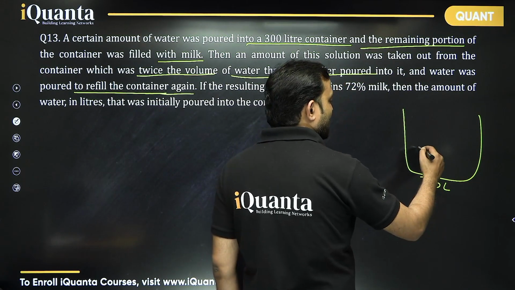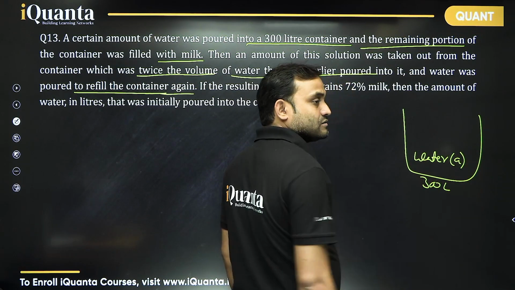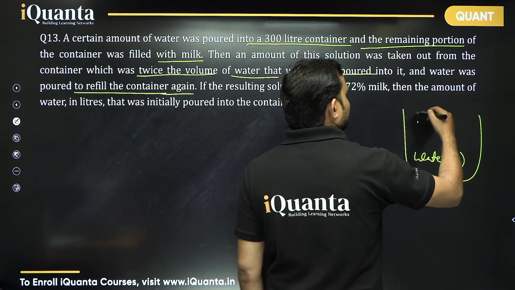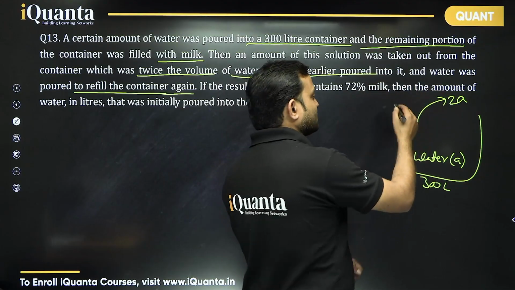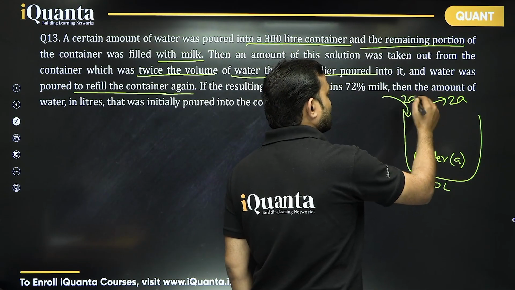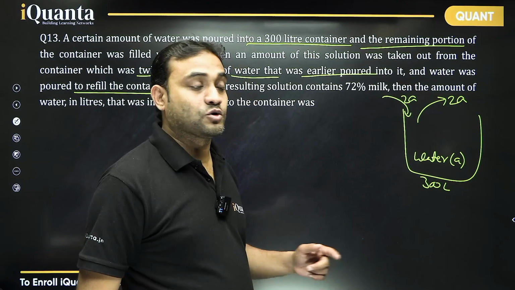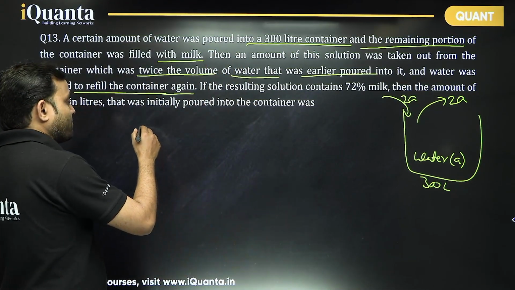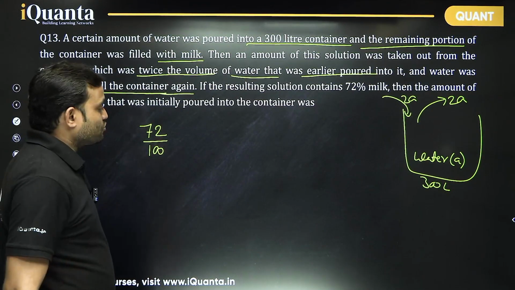Now let's say water was poured, A amount, initially. The rest of it was milk. Then 2A amount of this mixture was taken out and 2A amount of water was mixed. And then the percentage of milk was 72%. So what we can say is that the final percentage of milk is 72 by 100.